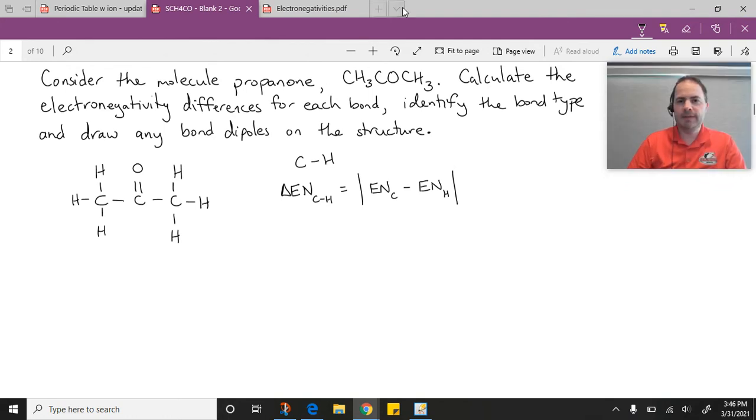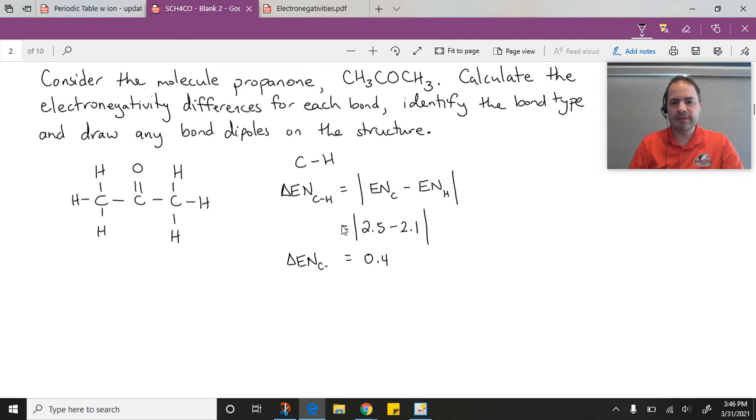So getting back to the problem then, we are going to take our 2.5 and subtract our 2.1. That's going to give us our absolute value bars. And so that would give us a value of 0.4, which in this case, when we talk about the carbon to hydrogen bond, that's telling us that there's a little bit of unequal sharing of the electrons, but it's not big enough yet that we would classify it as polar. So this ends up being a nonpolar bond.